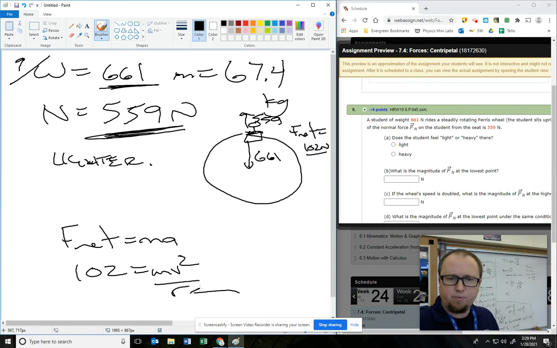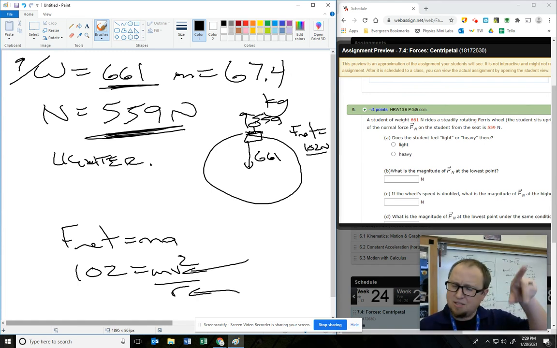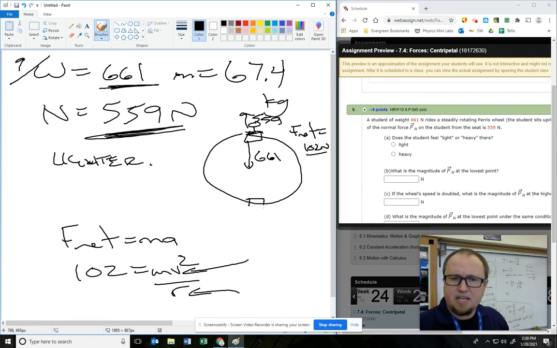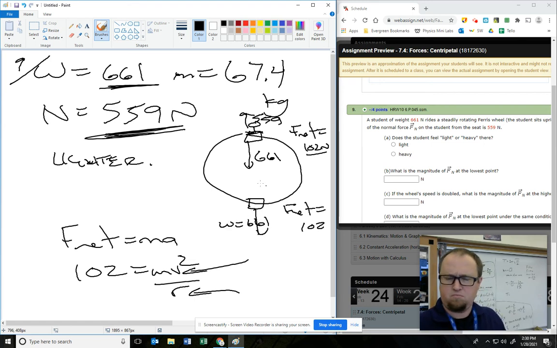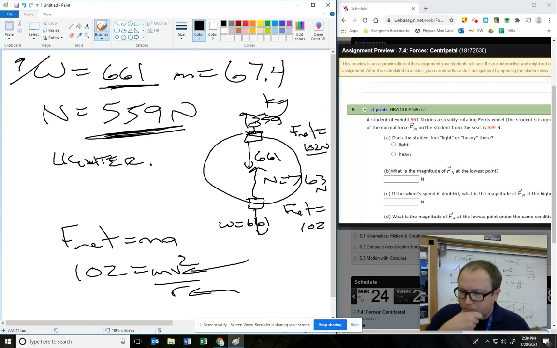Well, on a Ferris wheel, the radius is always the same. If it wasn't, you're falling or watching Spider-Man, right? And the v will be the same because it goes constant speed. So that means the F net at the top of 102, it'll have the same F net at the bottom. But their weight force is still 661. But at the bottom, I have to have more force towards the center, so my normal force will be bigger, 763 newtons.